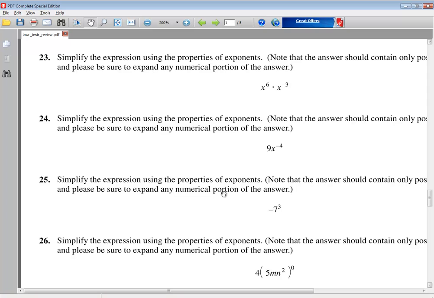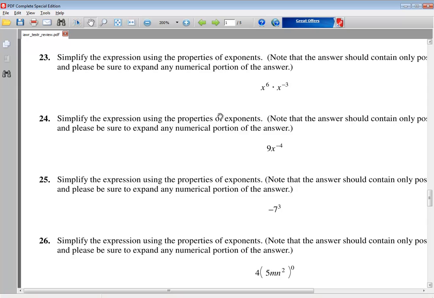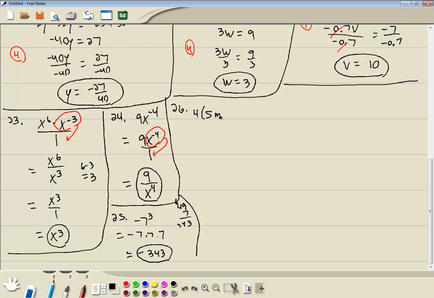26. We got 4 times 5mn squared to the 0 power. Now remember, anything to the 0 power is always equal to 1. But the exponent only affects what's to its immediate left unless there's parentheses, and then it affects everything inside of the parentheses. So the 0 power is affecting 5mn squared, everything inside of parentheses. It is not affecting the 4 that's out in front, so that 4 just carries down. So now we have parentheses to the 0 power, which gives us 1, and 4 times 1 gives us 4.